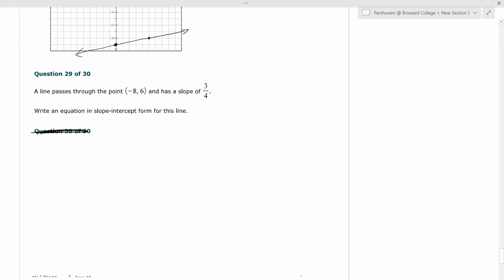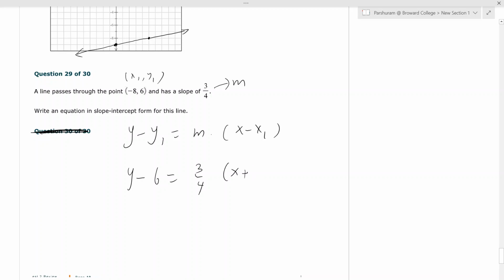To do this problem, you have to know this formula. If you have a point on a line and the slope, this is the formula for the equation of the line: y minus y1 equals m times x minus x1, where x1 and y1 are the coordinates of the given point, and m stands for the slope. I'm just going to plug in the values. y1 is 6, m is 3 over 4, x1 is -8, so negative times this negative becomes +8.